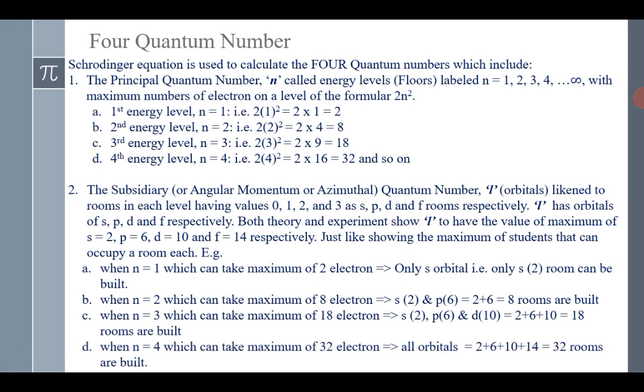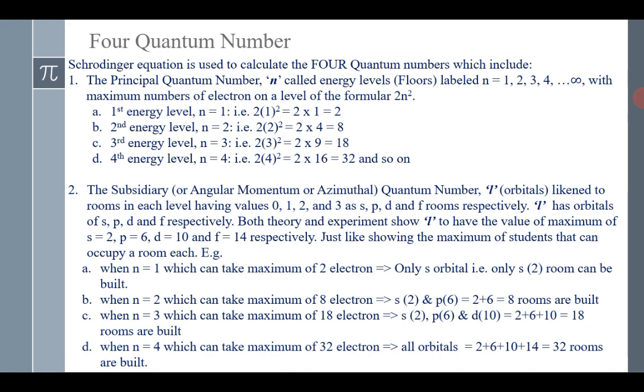Then the fourth energy level that can take a maximum of 32, you can have 2 for s, 6 for p, 10 for d, and 14 for f. So the fourth energy level has the whole 4 orbitals. And like I said, everything depends on the principal quantum numbers.